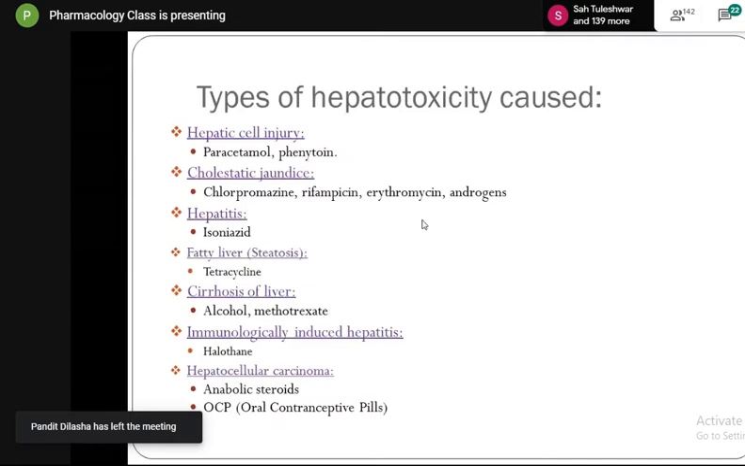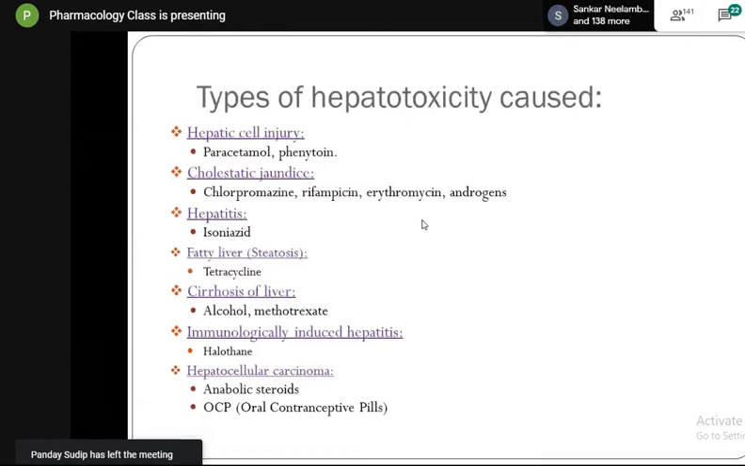So types of hepatotoxicity, the main category was three types, where you have the direct toxic type, the immunogenic type, and the idiosyncratic type. And if you elaborate this categorization further, you can see several types of hepatotoxicity caused mainly due to the use of drugs. So one is your hepatic cell injury, which is your direct type of toxicity caused by the drugs. This is kind of direct overt damage caused to the liver cells. Okay, and the drugs causing it are paracetamol and phenytoin.